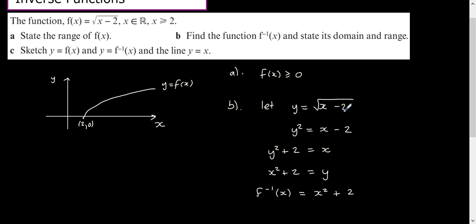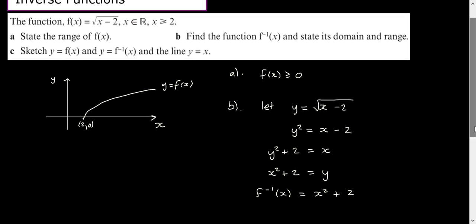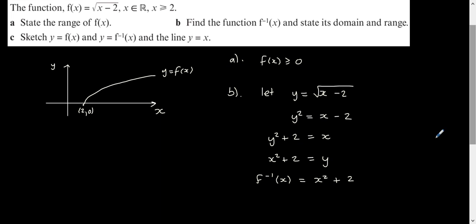So just to repeat that, let y equal the function that you're working with, rearrange that function to make it x equals, swap your x's and y's around, and then write down f to the minus 1 or g to the minus 1 or what have you. So now we're asked to state the domain and the range for this function. So how do we go about doing that?